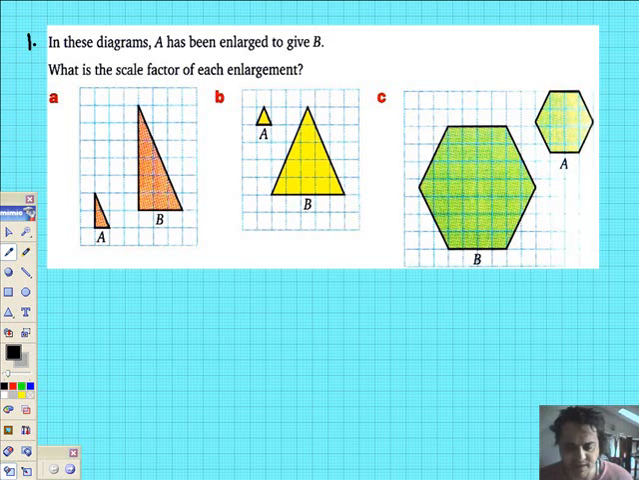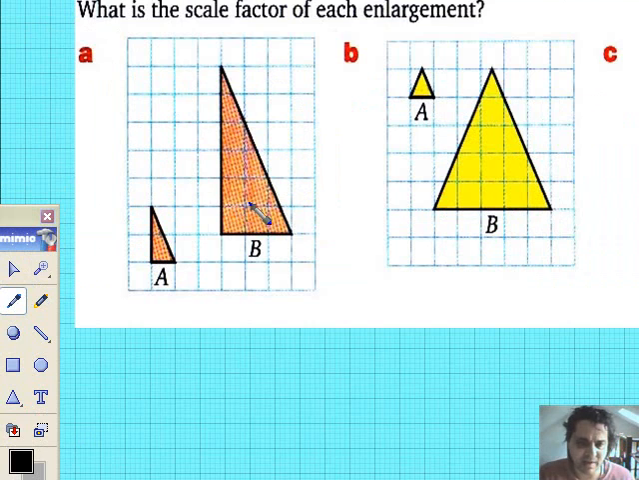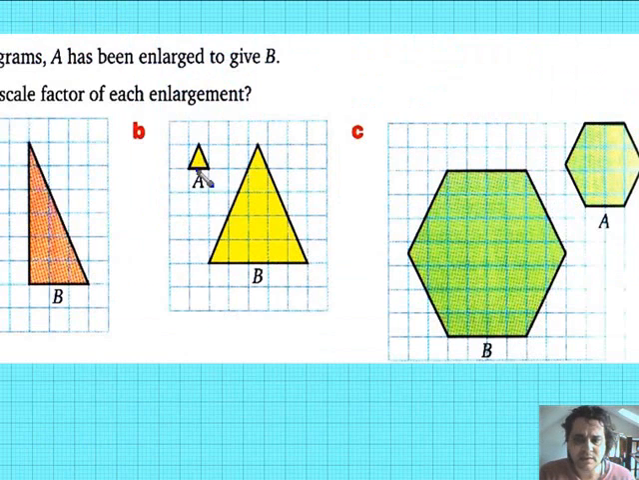Section 14 is about enlargements. Section 14.1, this first part of it on pages 210 to 211, is an introduction to enlargements. You've done it before at Key Stage 3, probably back in Year 7 or maybe 8. It says in these diagrams A has been enlarged to give B, so that's the baby one, that's the mummy one, baby, mummy.